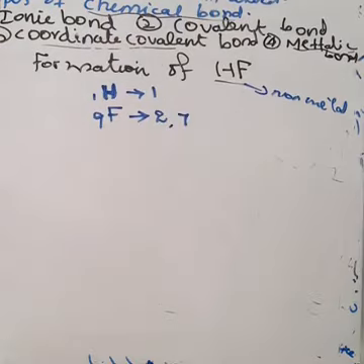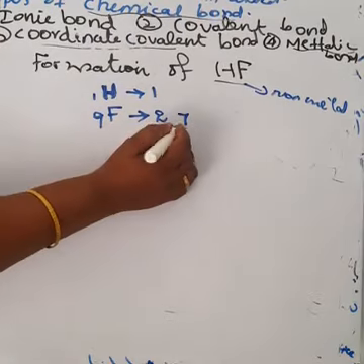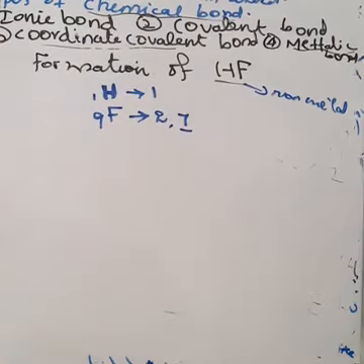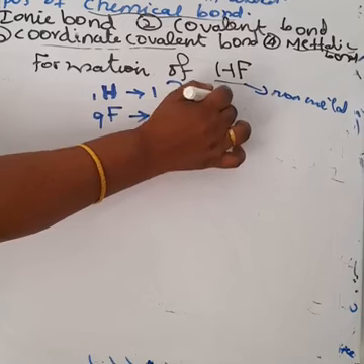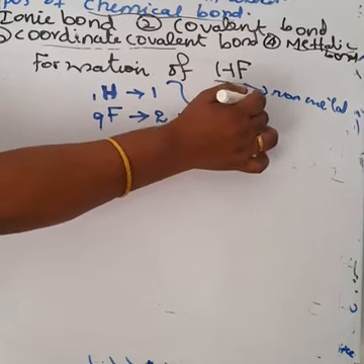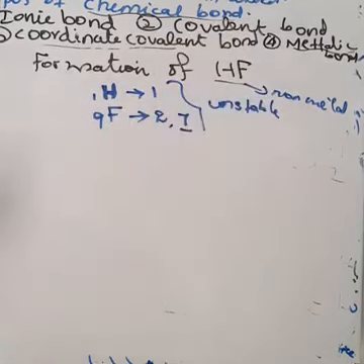Two, seven. How many valence electrons are there? Fluorine atom has 7 valence electrons. So these two atoms are now unstable, because the hydrogen atom has only 1 valence electron and the fluorine atom has only 7 valence electrons.